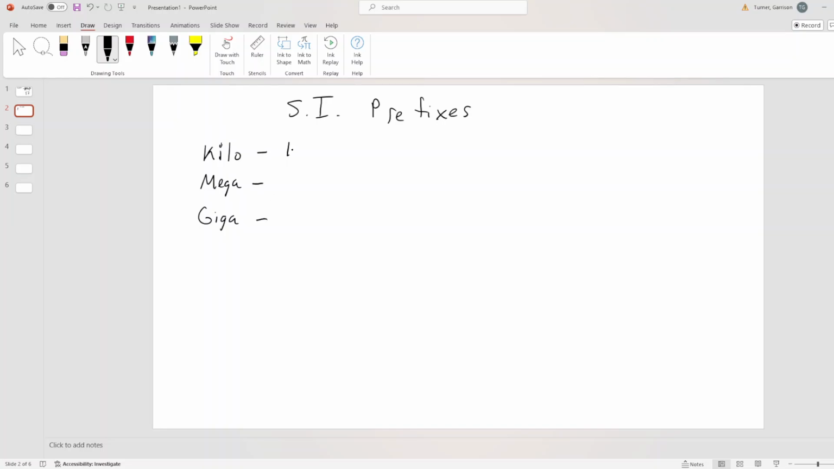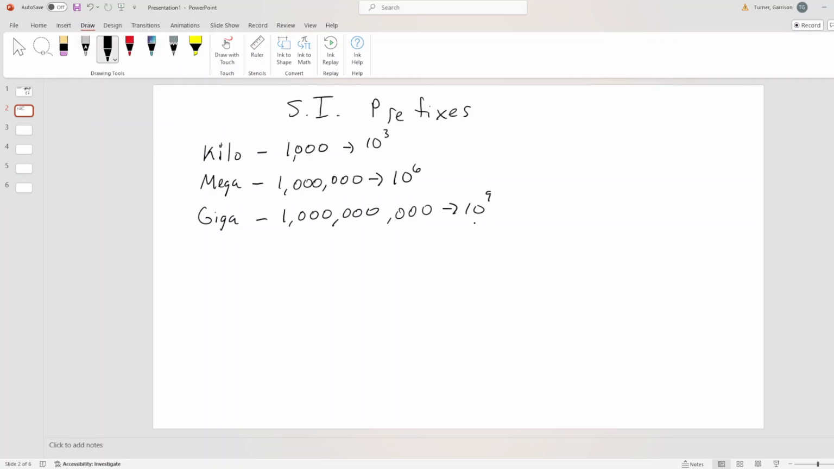So kilo means 1,000, mega means 1 million, and giga means 1 billion. And this will often be written as 10 to the third. This will often be written as 10 to the sixth, and giga is a billion. So this will often be written as 10 to the ninth.